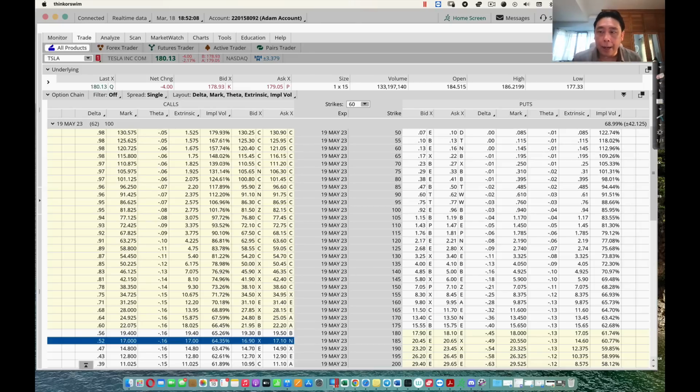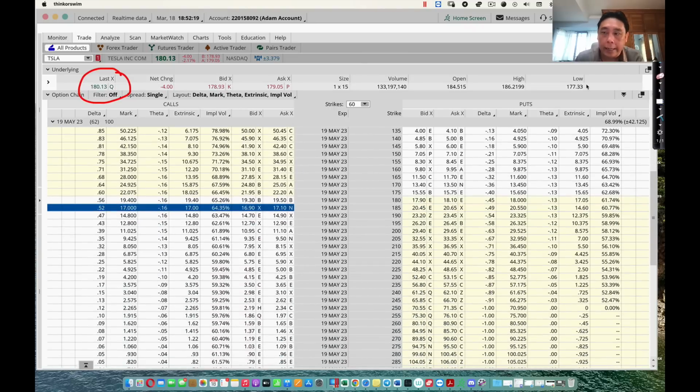Usually I buy a call which is near the current market price. The current market price is 180, so I'm going to choose a call option around 180, or I can look at delta and choose a 50 delta. The closest would be 52 delta, and that would be buying the 185 call strike. So I'm going to buy a call option at the 185 strike price.